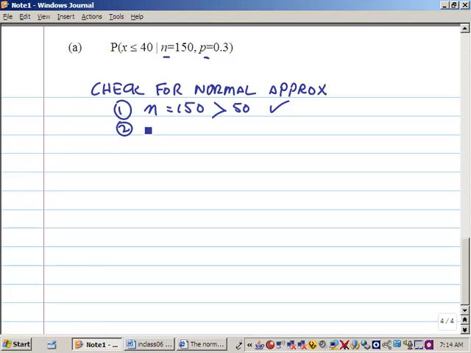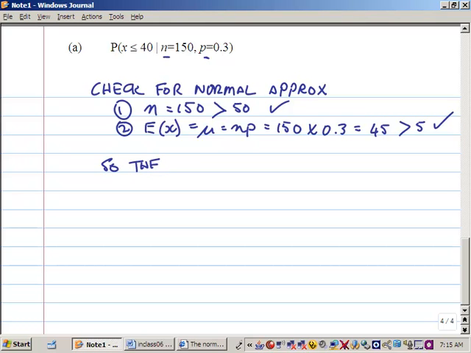And the second condition: the mean, if you like, the expected value of x, or mu, is n times p, which is 150 times the p of 0.3, and if I'm doing that correctly in my head, that's 45, which is clearly greater than 5, so both conditions hold. Both conditions must hold, not just one. So the normal approximation is good, and then we can go ahead.